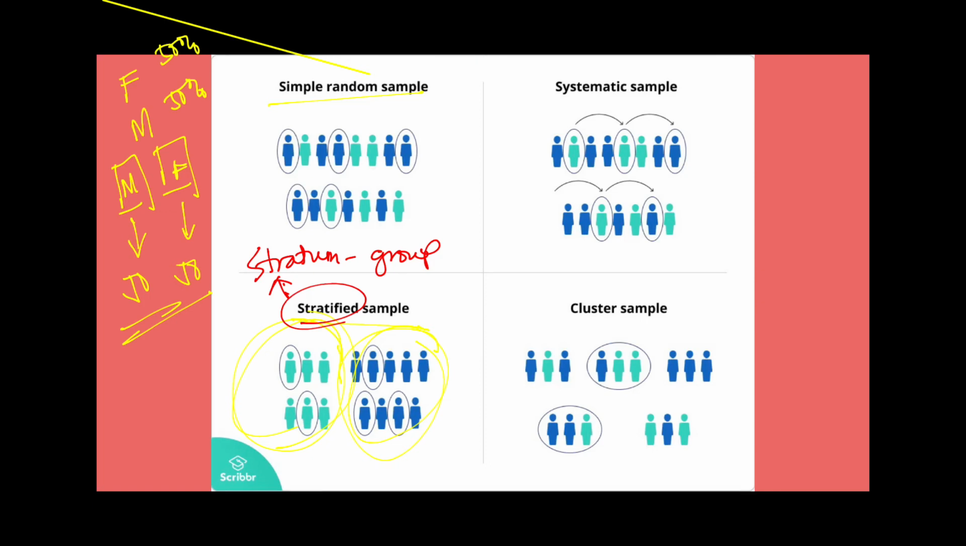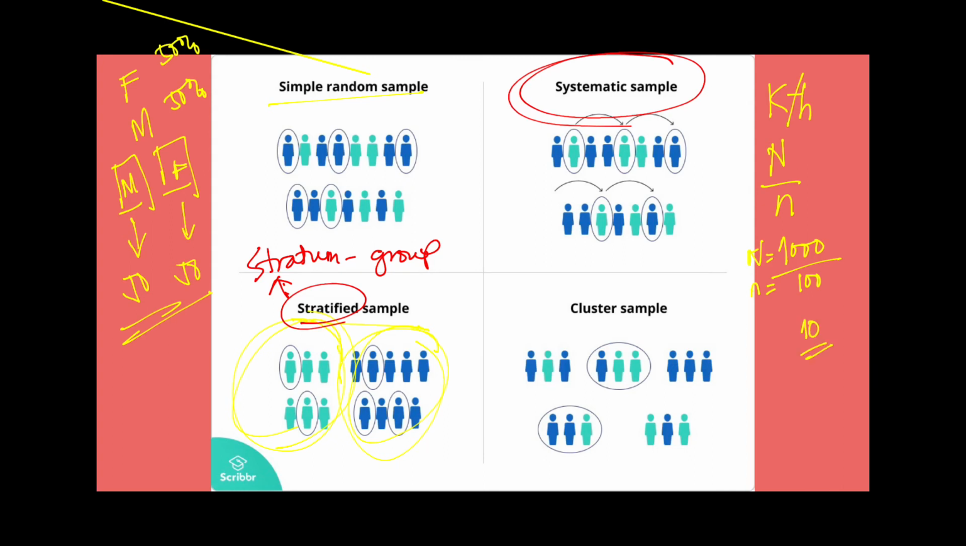Next is systematic sampling. For systematic sampling, you are going to get the kth of the population. So what is the kth? Kth is big N over small n. For example, you have 1,000 for the whole population, and you only need a sample of 100, so 1,000 over 100 is 10.